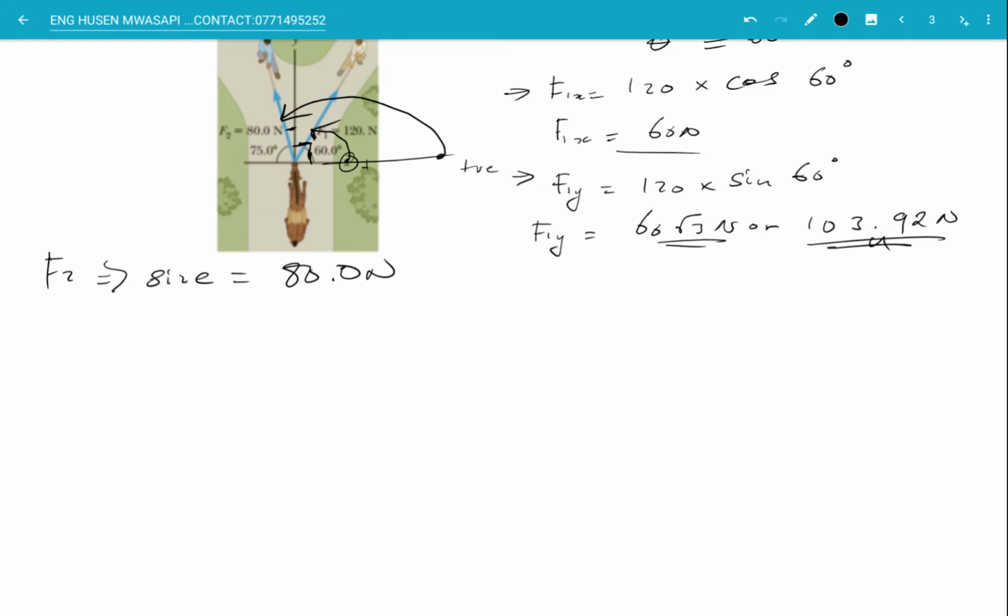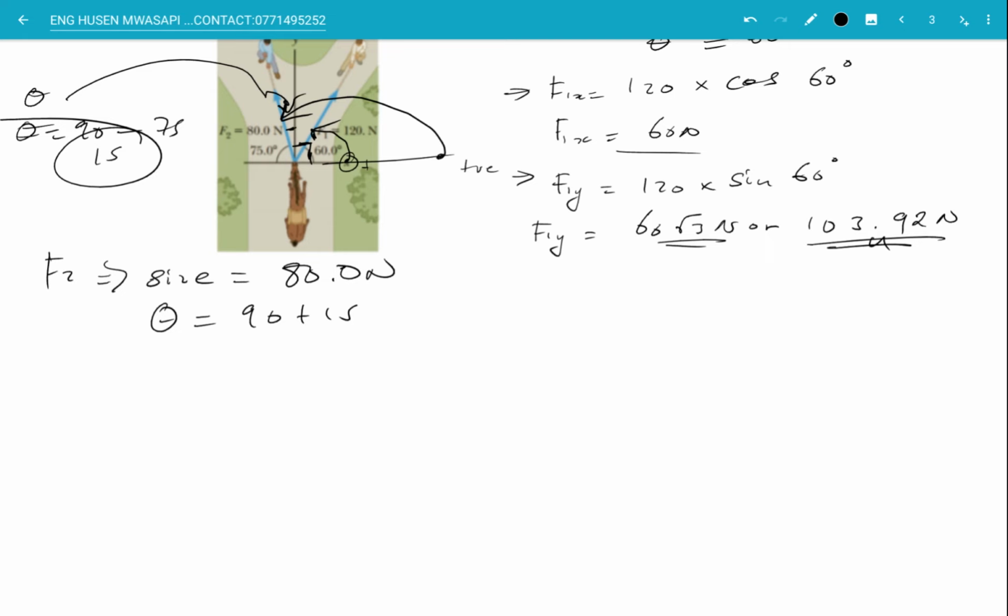So now to find this angle, that angle theta, which should exist here, is going to be equal to 90 minus what? 75. So basically, if you open up your calculator, what is 90 minus 75? You get 15. And just add this 15 to whatever value you have on the other side. So the direction theta will just be 90 plus 15. So 90 plus 15 is simply 105 degrees.